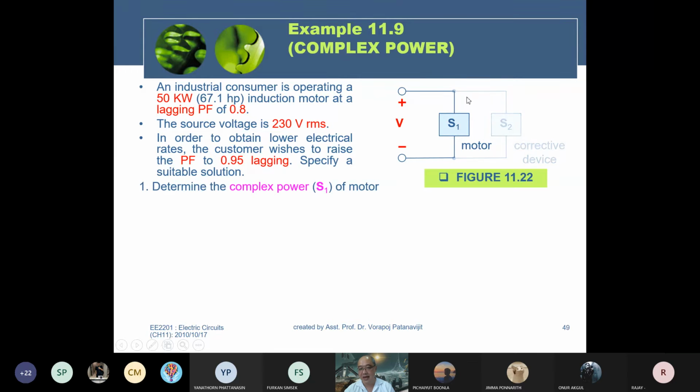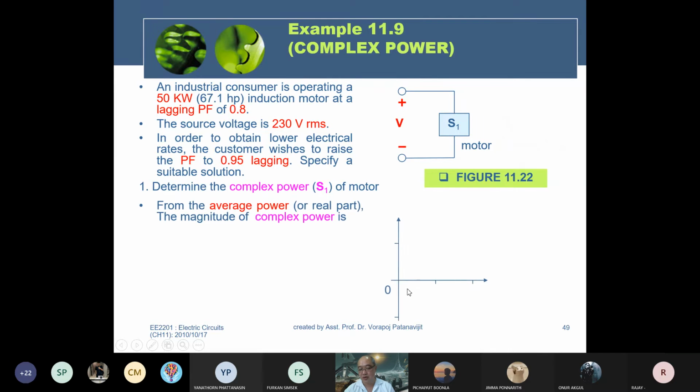Okay, we consider the original one first, in the complex power. Draw a sketch of the power in the complex plane first. You know that the average power equals 50 kilowatt with the 0.8 power factor. Arccos of 0.8 gives you the angle between them.